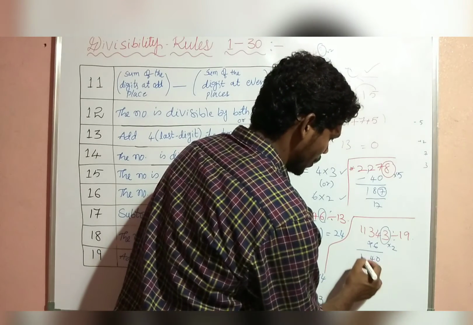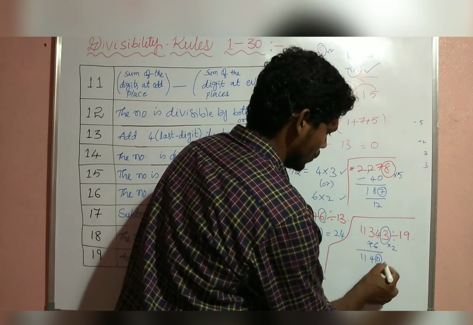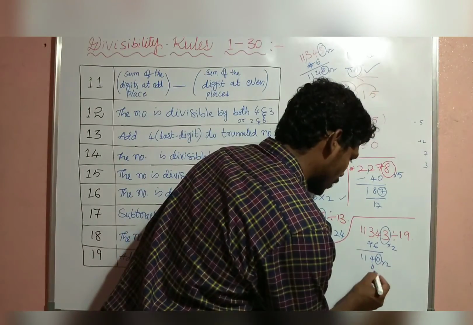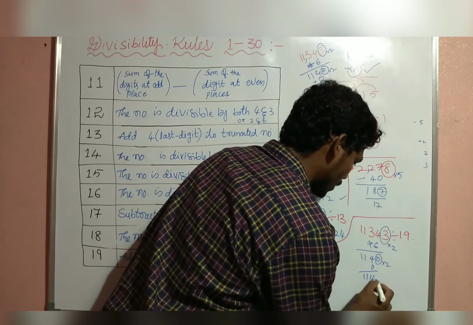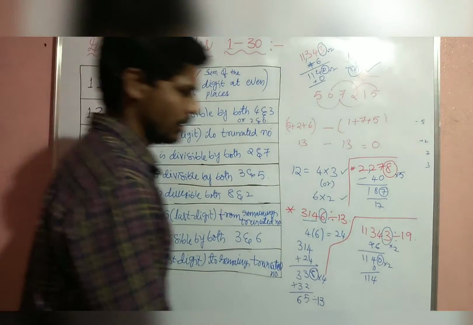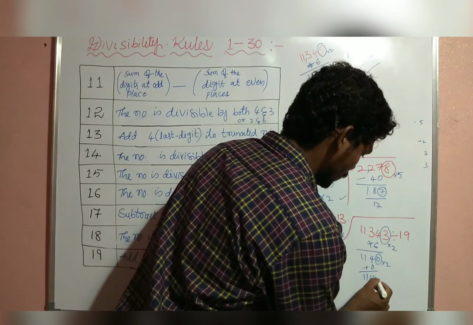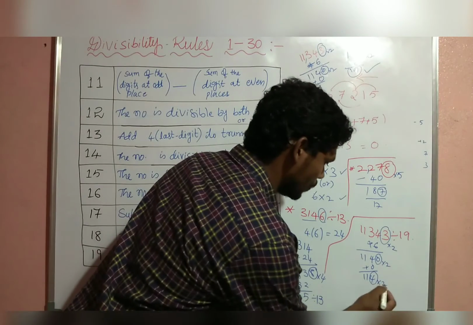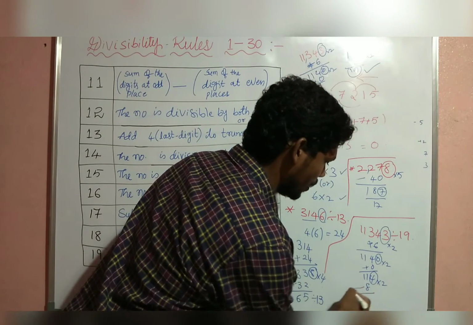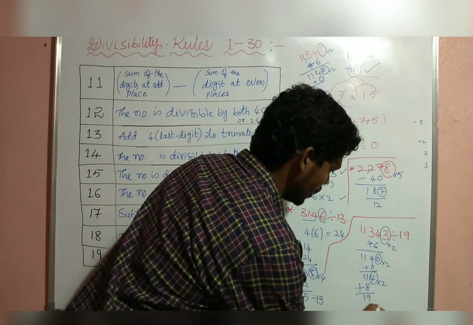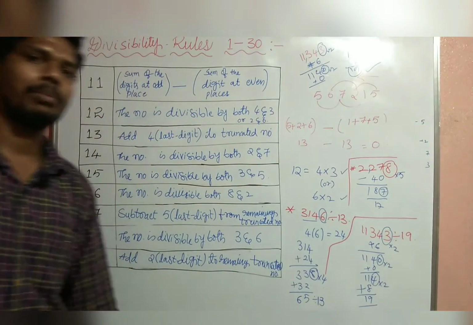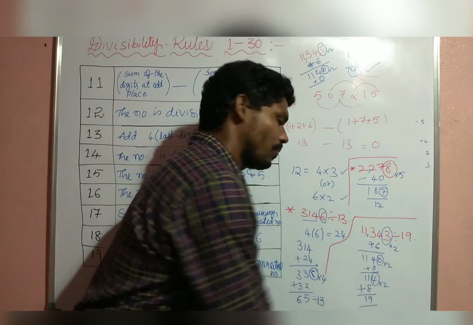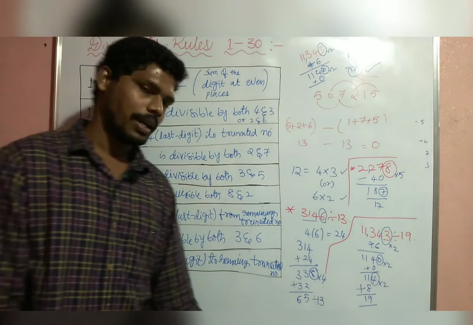That gives 1140. Again the last digit is 0, so multiply by 2, 2 zeros are 0, and adding 0 to 114 again gives 114. The last digit is 4, multiplied by 2, 4 twos are 8, that is added to the remaining truncated number, which gives 19. So 19 is divisible by 19, so the given number 11,343 is also divisible by 19.